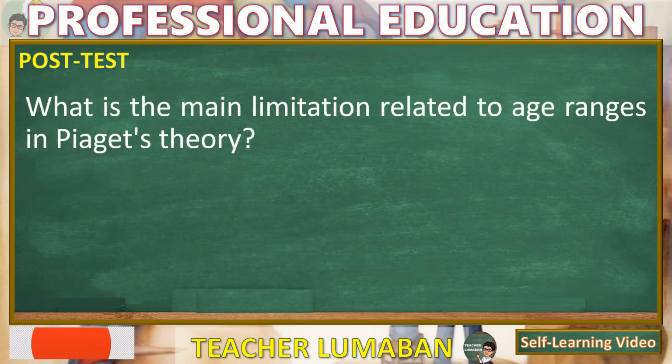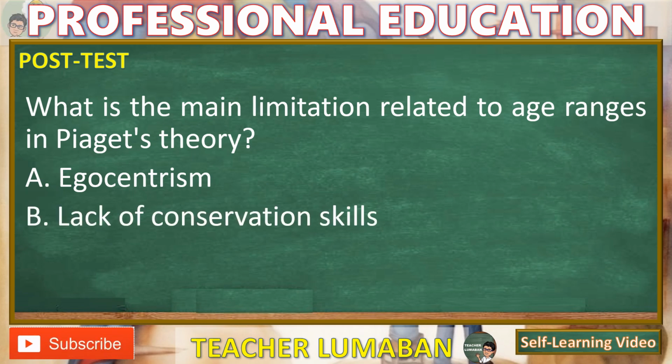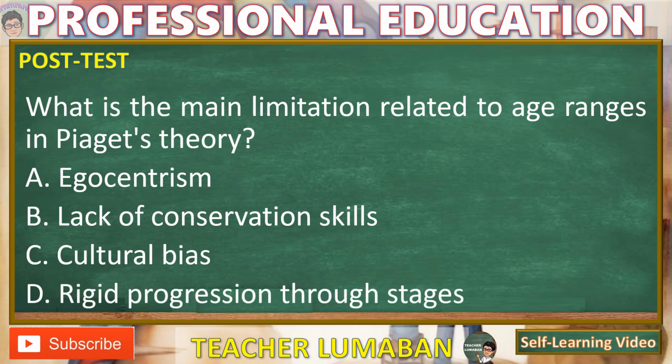What is the main limitation related to age ranges in Piaget's theory? A. Egocentrism. B. Lack of conservation skills. C. Cultural bias. D. Rigid progression through stages.